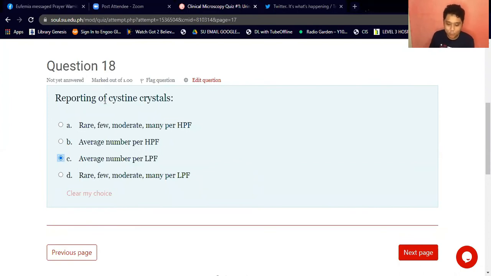Okay? Now, if ang question is the reporting of bladder cells, what do you think ang mga bladder cells? Your bladder cells are the transitional epithelial cells. So again, asa man ang reporting ng transitional epithelial cells, it is appeal sa mnemonic na TT bayan. And that is RF MOMA per HPF. Take note ha, bladder cells, it means they're transitional epithelial cells. Okay? So for cysteine abnormal crystals, the answer is average number per LPF.